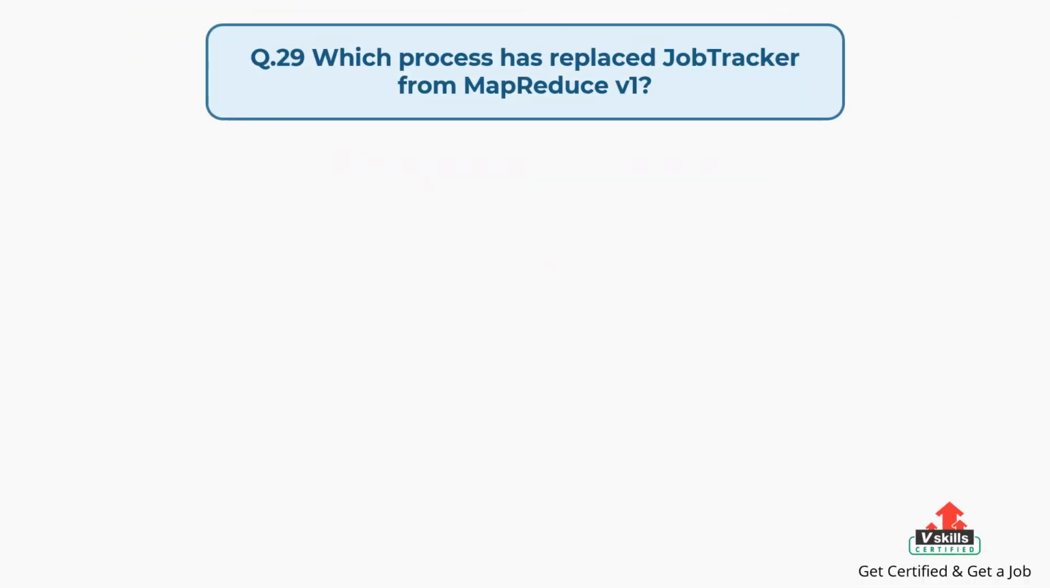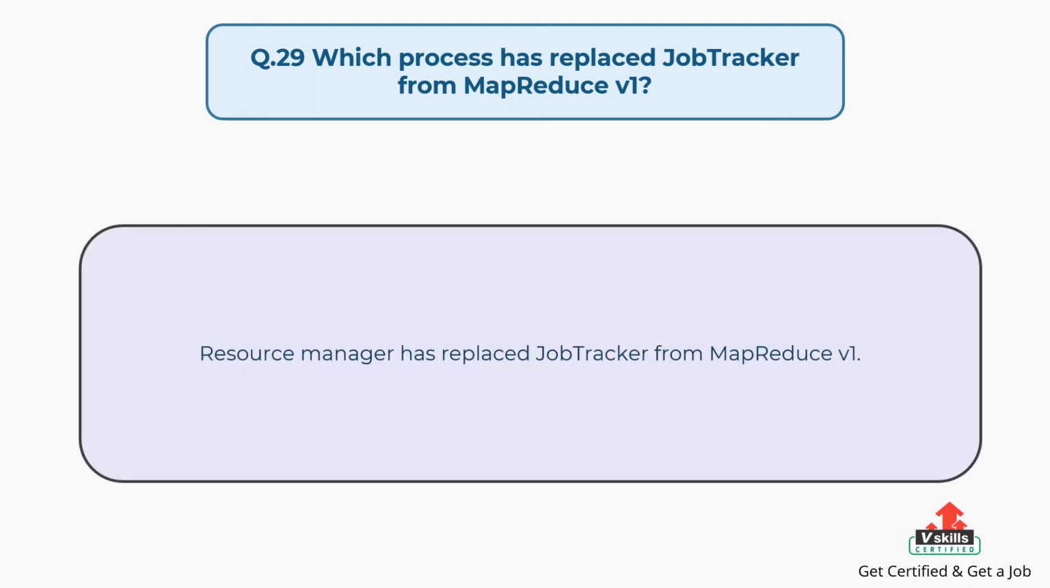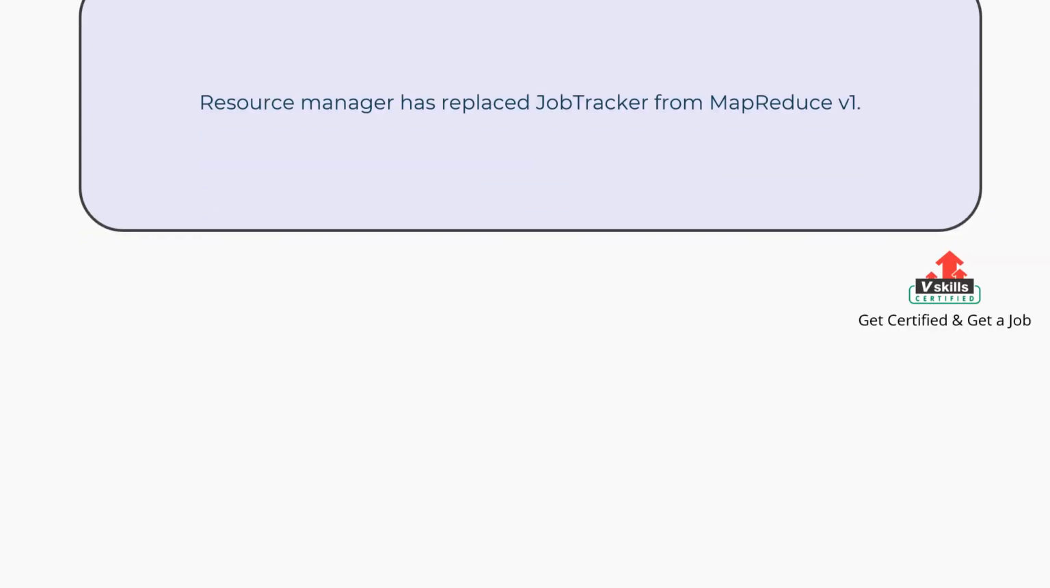Question number 29. Which process has replaced Job Tracker from MapReduce version 1? The answer is, Resource Manager has replaced Job Tracker from MapReduce version 1.